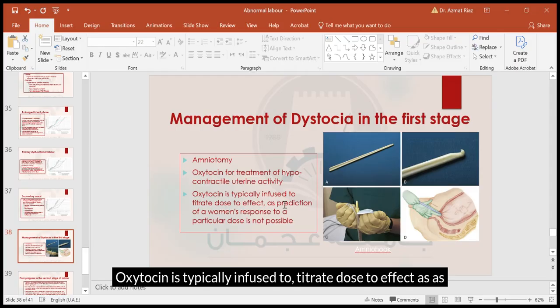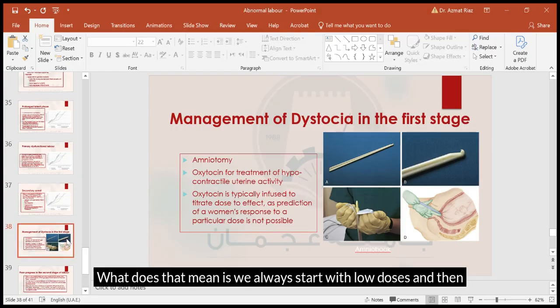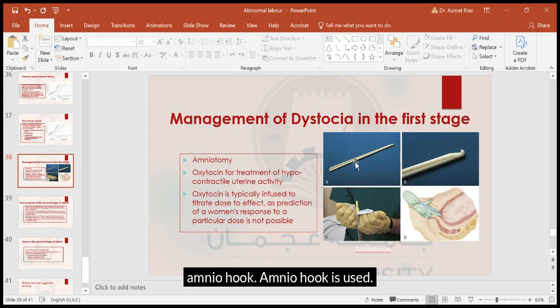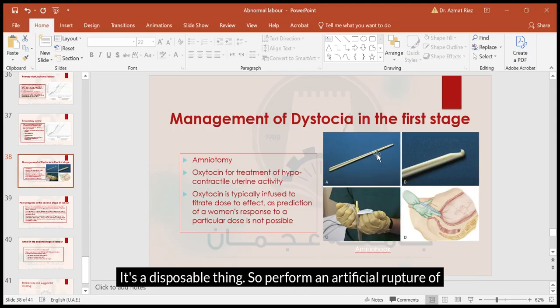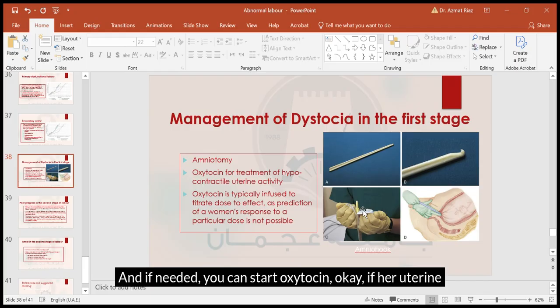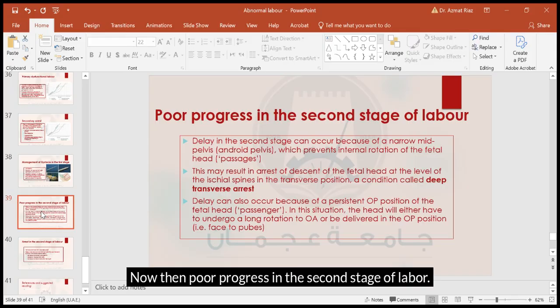Oxytocin is typically infused to titrate dose to effect, as prediction of a woman's response to a particular dose is not possible. What that means is we always start with low doses and then monitor uterine contractions, and then if needed, the dose of oxytocin is increased. This is called an amnio hook. Amnio hook is a disposable thing. So perform artificial rupture of membrane, just see if she progresses well, and if needed you can start oxytocin, if her uterine contractions are inefficient.